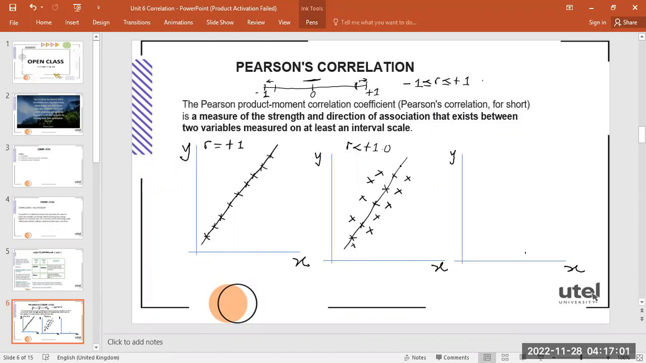Now, the next scenario you can have is when you have your data points in this format.